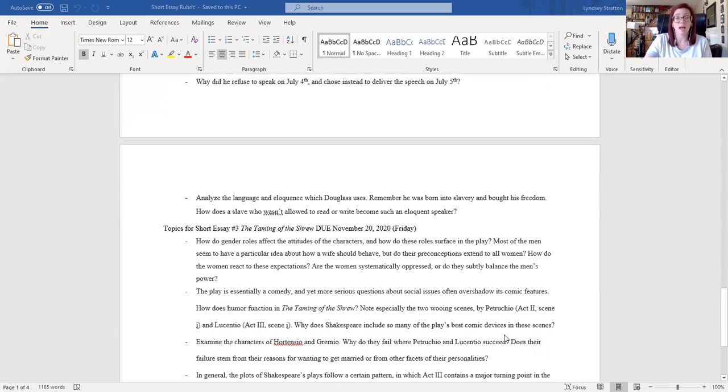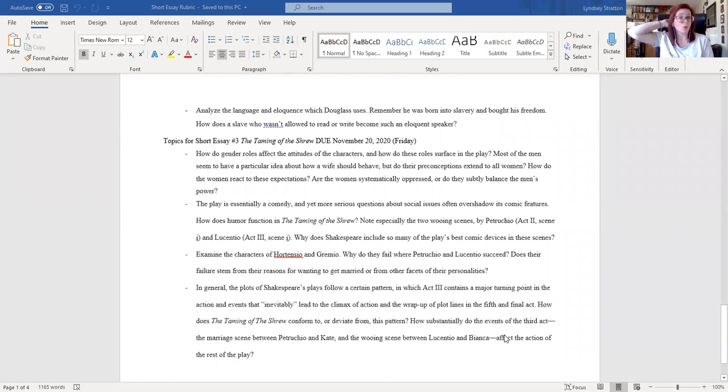Okay, and then finally, your last short essay, which will be due not until November: The Taming of the Shrew, which if you are familiar with the film 10 Things I Hate About You, then you already know the play. Pretty cool. So how do gender roles affect the attitudes of the characters? How do these roles surface in the play? Most of the men seem to have a particular idea about how a wife should behave, but do their preconceptions extend to all women or only their wife? Okay, how do the women react to these expectations? Are the women systematically oppressed or do they subtly balance the men's power?